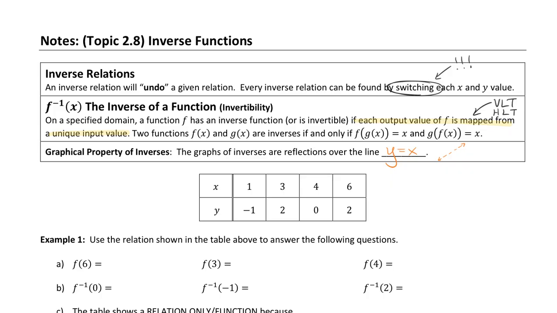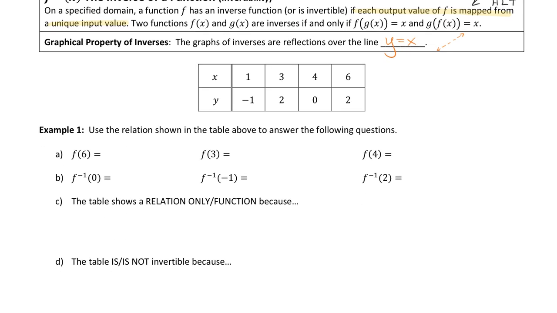But let's just make sure the basics of understanding what I'm asking for when I ask for an inverse function is clear. So we have this table, and we're going to use the relation shown in the table to answer the questions. The first part says f of 6. Don't overthink it. If this were class last time, how would you answer f of 6? 2. Nice. That's correct. How about f of 3? 2. How about f of 4? 0. Okay, so we get it. That is the input value. We give the output value.